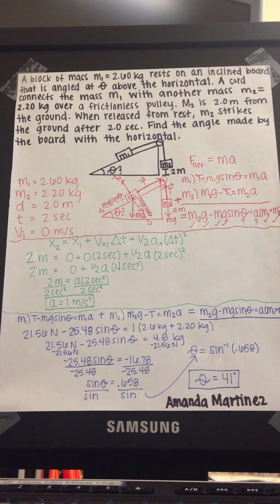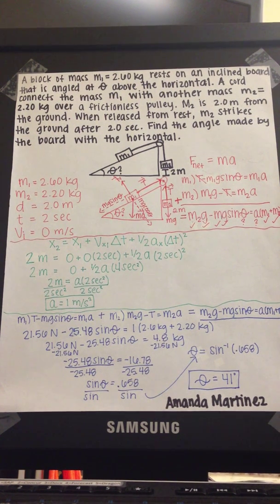So the question I did was a block of mass M1 equals 2.6 kilograms, and it rests on an inclined board that is angled at theta above the horizontal. A cord connects the mass M1 with another mass M2, which equals 2.2 kilograms, over a frictionless pulley. M2 is 2 meters from the ground. When released from rest, M2 strikes the ground after 2.0 seconds. Find the angle made by the board with the horizontal.